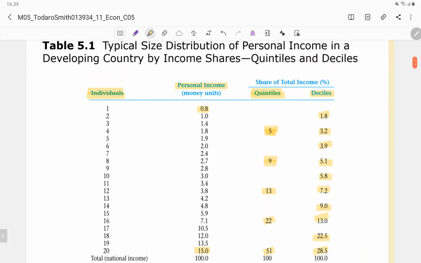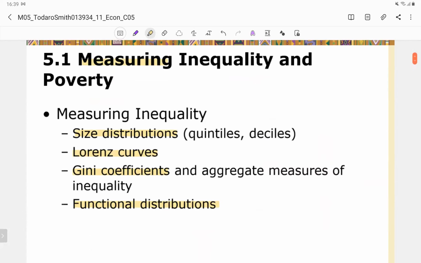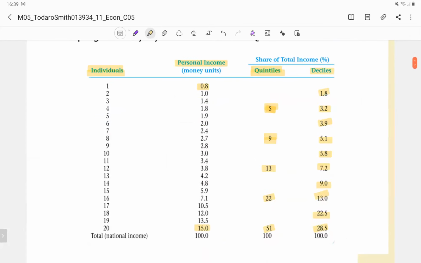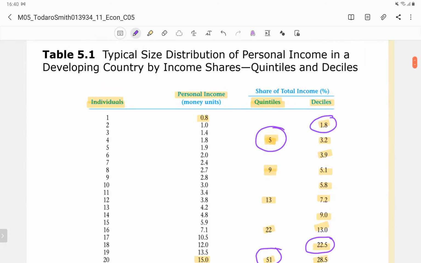So basically, this is one way to measure inequality and poverty. If someone lives in the quantile 5, then you can assume that they have a very low personal income compared to someone who lives in the 51st quantile. If someone is in the 1.8 deciles here, then they must have much less personal income compared to someone who lives in this decile. So that's one of the ways to measure inequality. Okay, this is the typical size distribution.